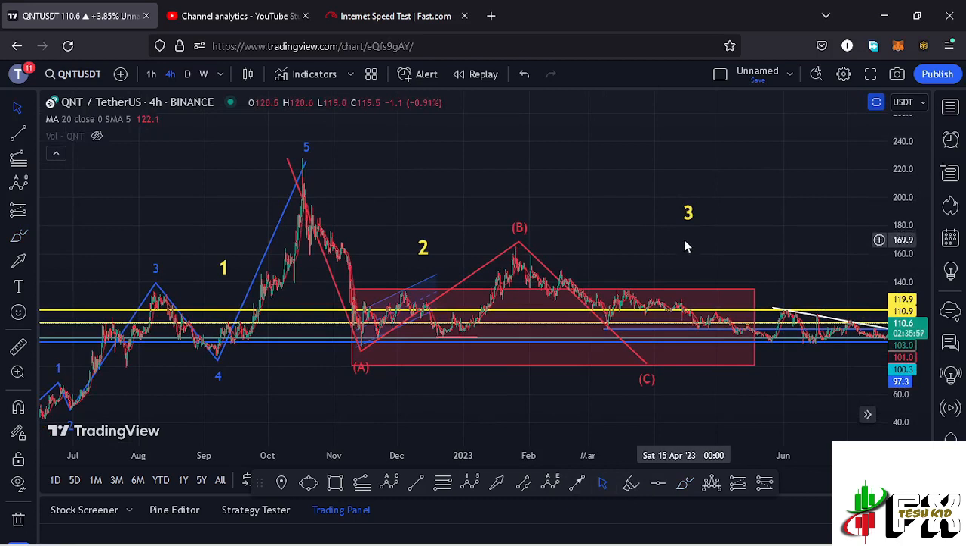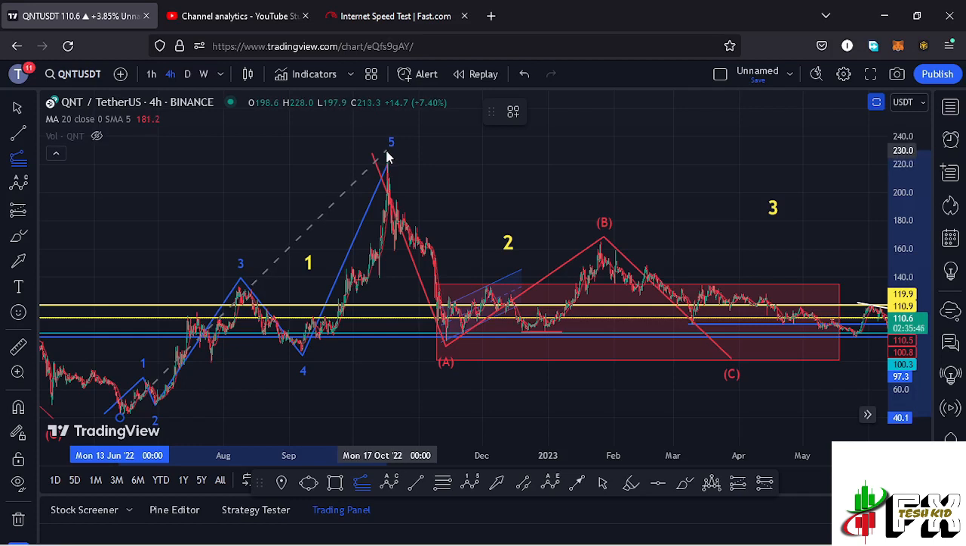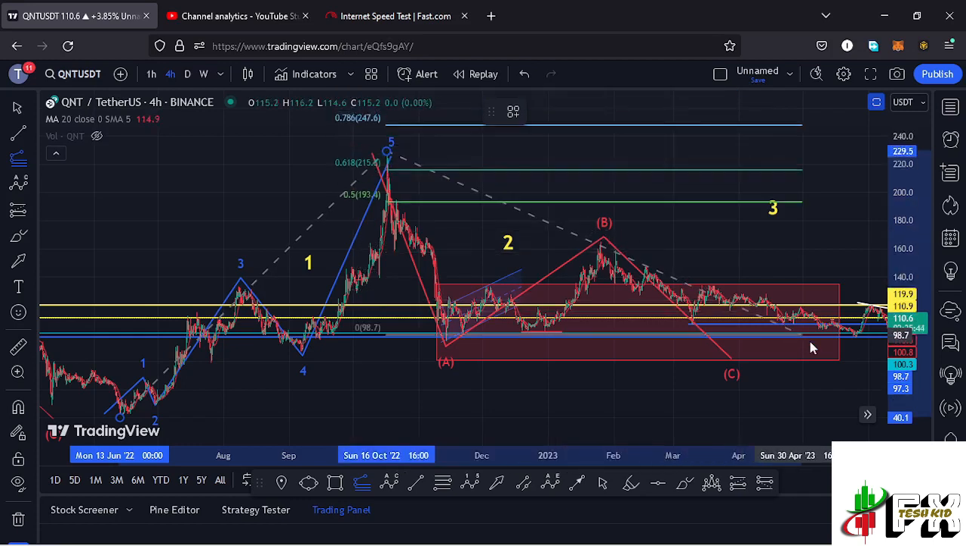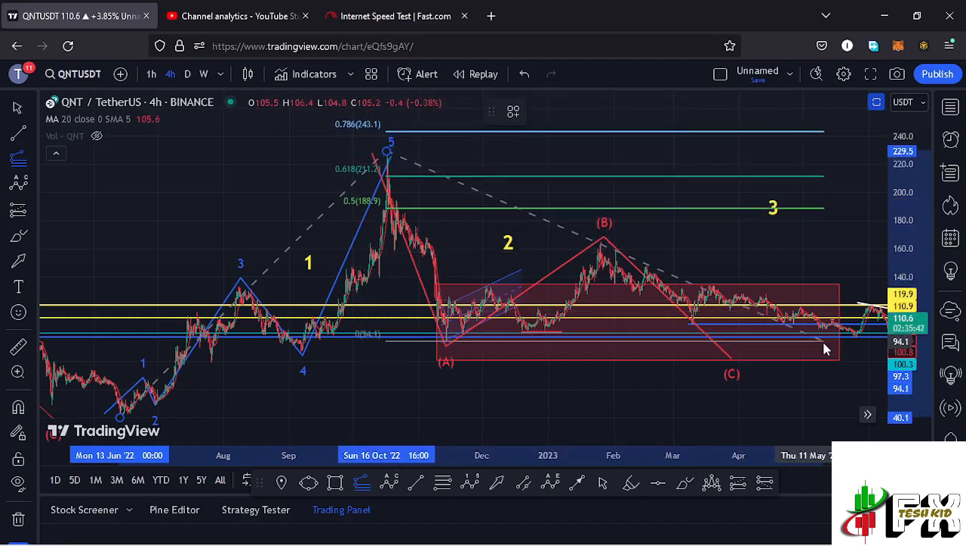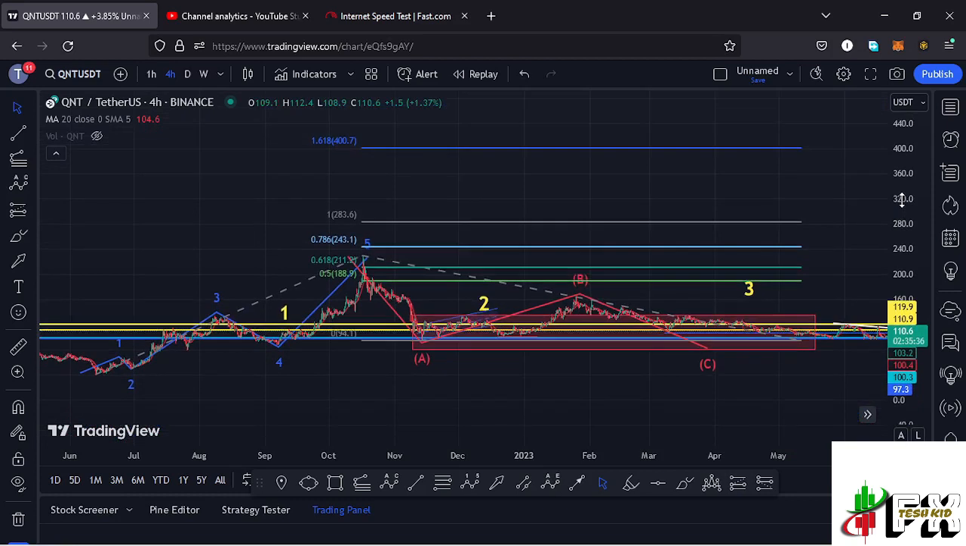And assuming that we have a low in place for the second wave, then using the trend based Fibonacci, connecting it from the low of the first wave to the high of that wave 1, then dragging the fibs to the low of the second wave, I get a minimum target area at the fib level 1.618, and that is at around the $400.7 mark, and that is the minimum that we can expect Quant to do in the formation of that wave 3.